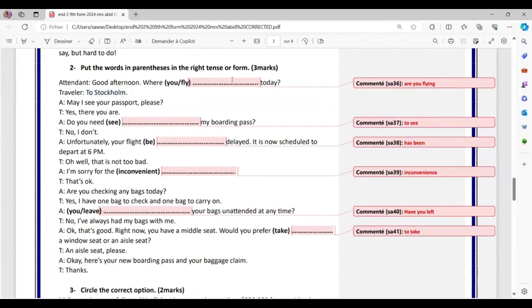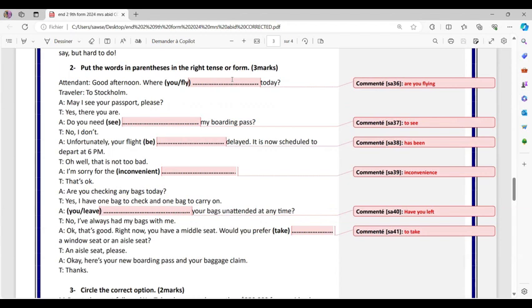And when we are asking about the planned action, we should use the present continuous. So where are you flying? To Stockholm. May I see your passport, please? Yes, there you are. Do you need to see? Yes, we use to see here because the modal verb need must use to plus verb. So do you need to see my boarding pass?